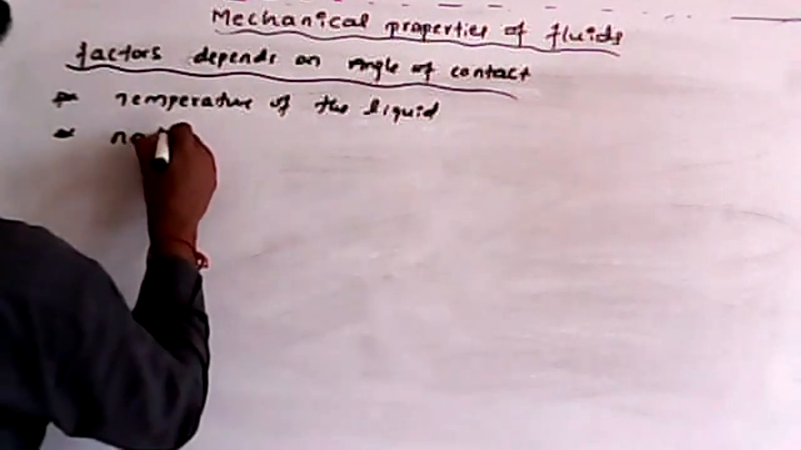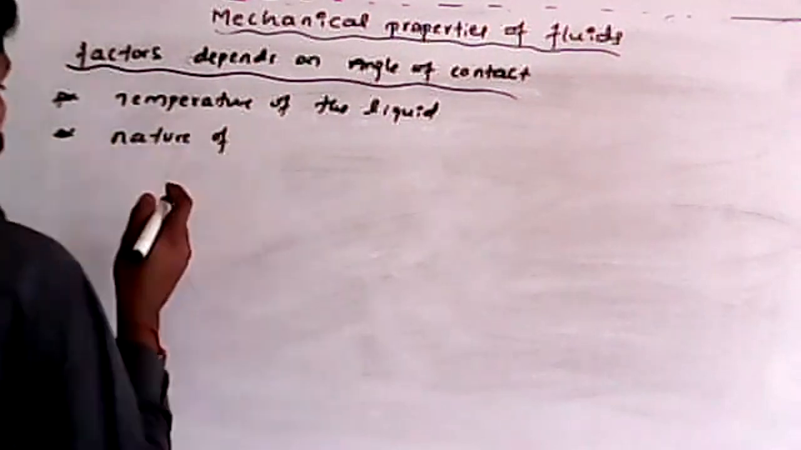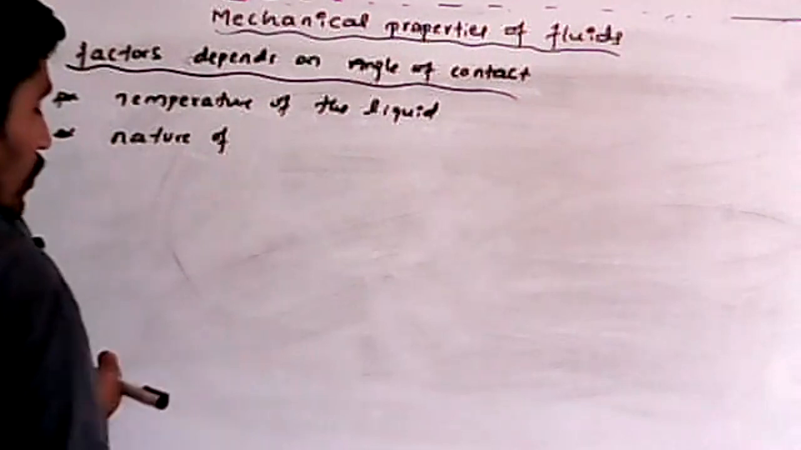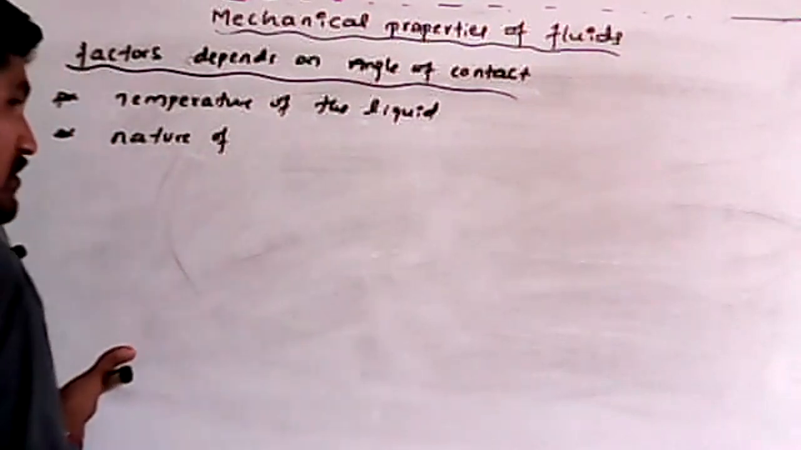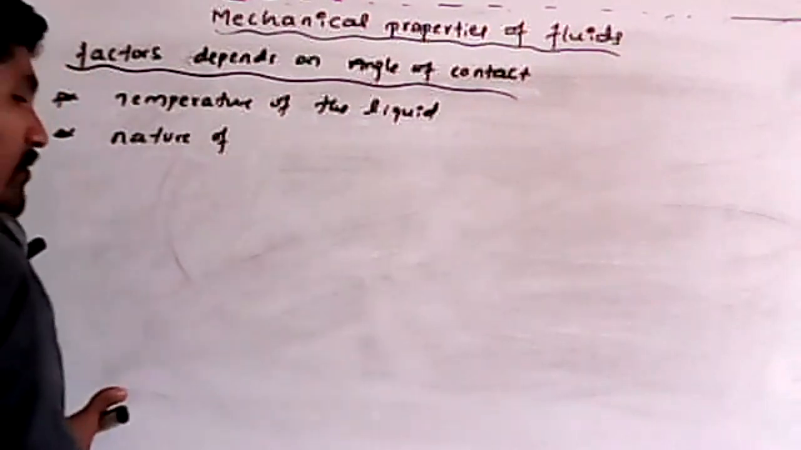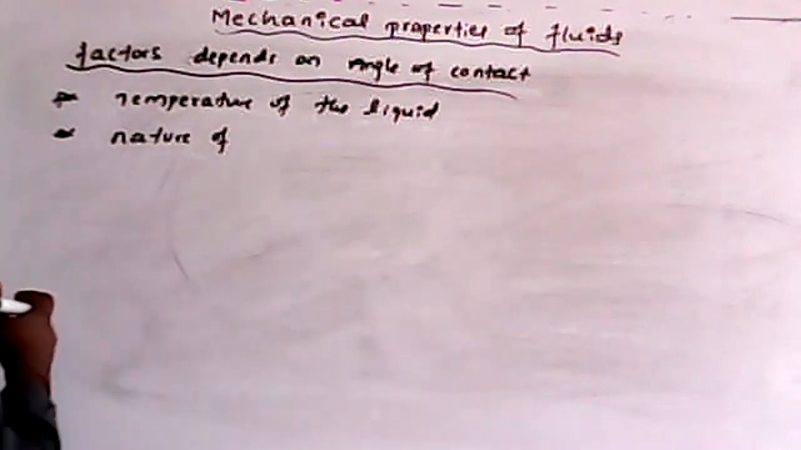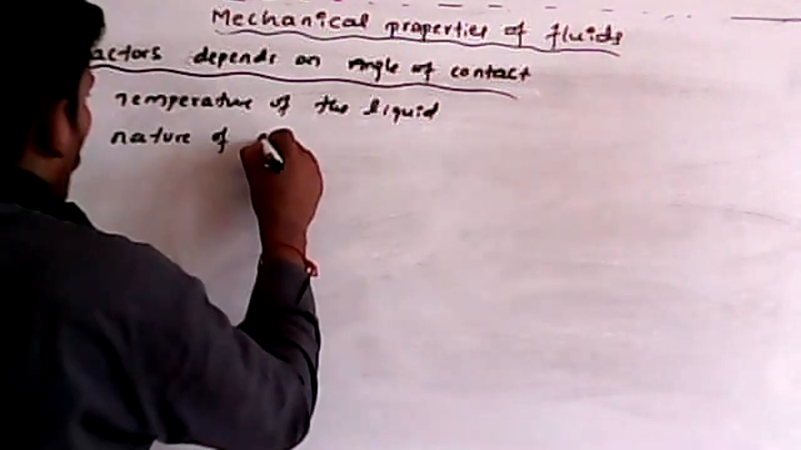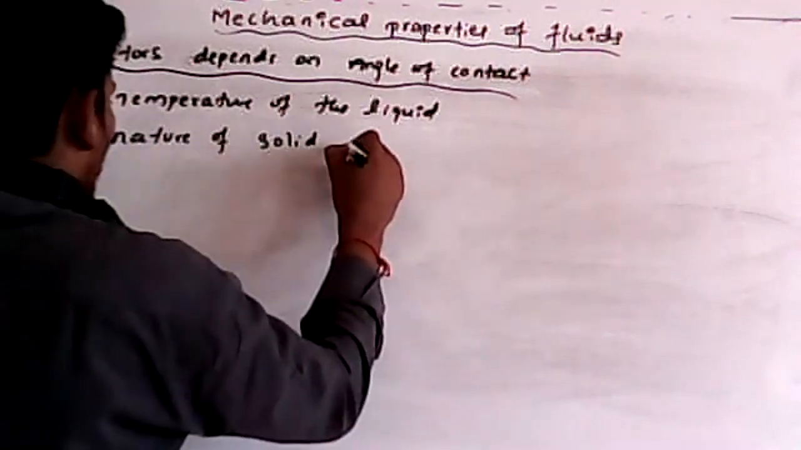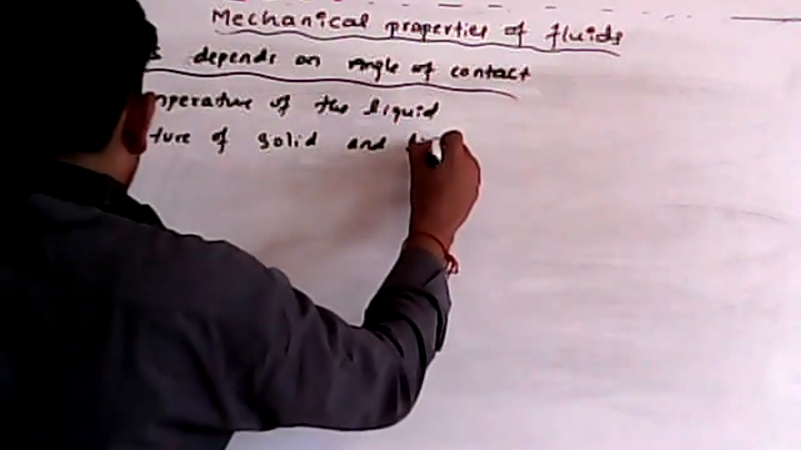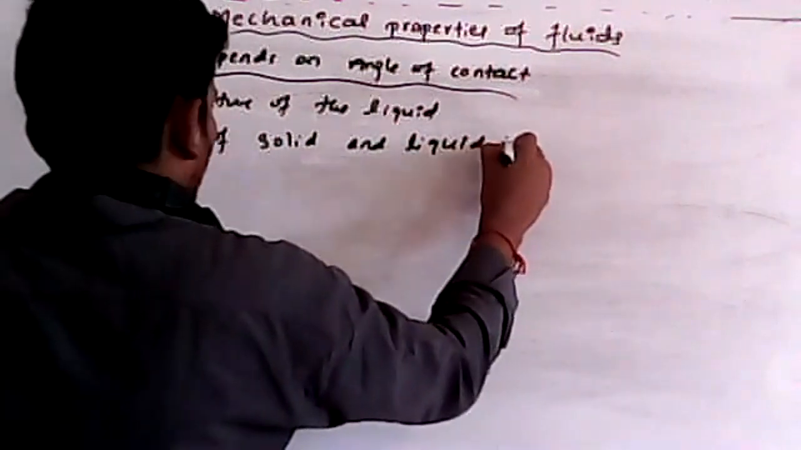Then the nature of the solid, as I already told you. If you consider glass, plastic, wood, or whatever surface, or a rough surface, the angle of contact will be different. So it depends on the nature of the solid and the liquid in contact.